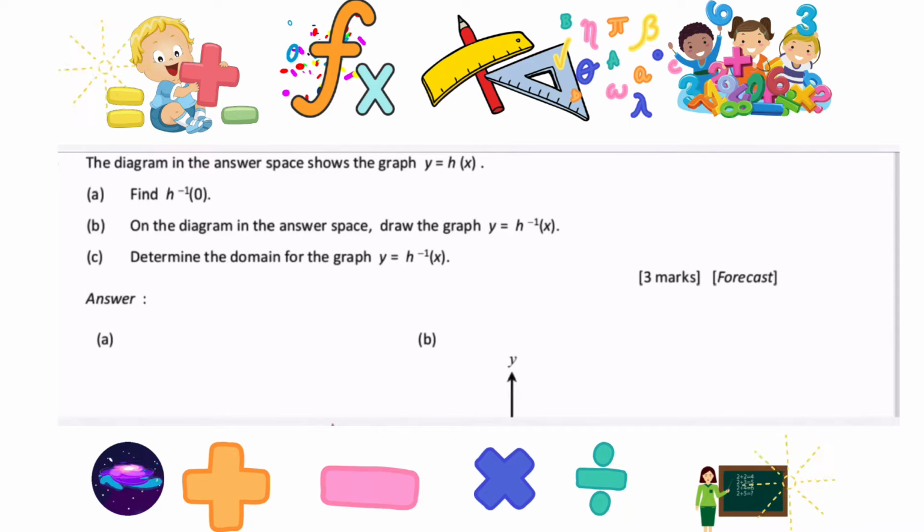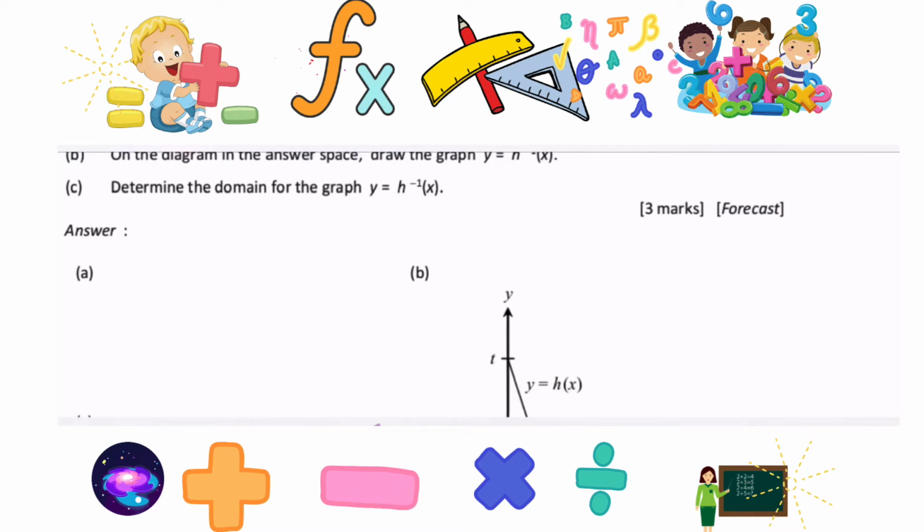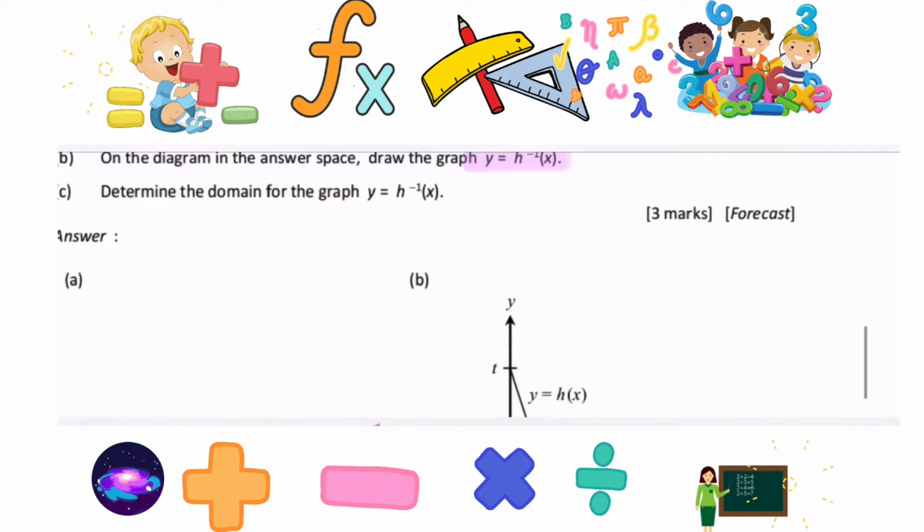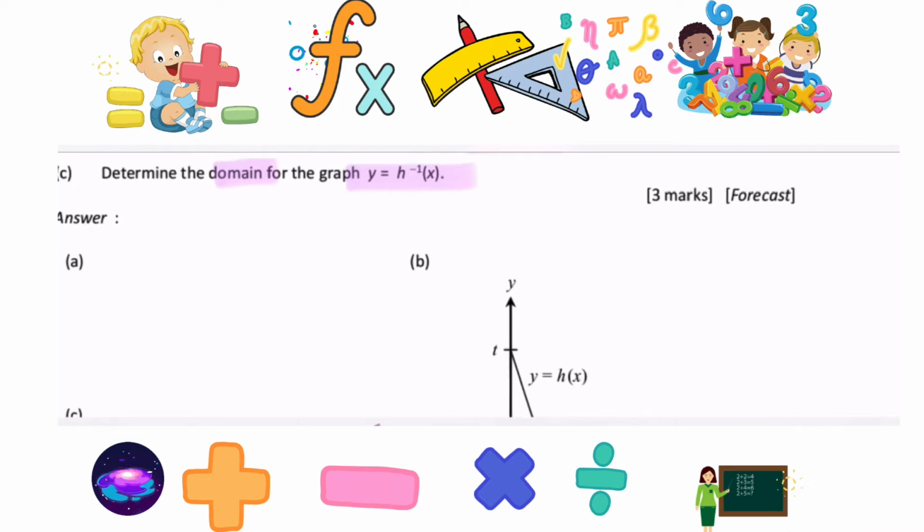Alright, so we are going to do one more question on function and inverse function. The diagram in the answer space shows graph y equals h(x). You're asked to find the inverse function with a 0. So let's go to the graph. We are going to draw the inverse of h, and then we want to determine the domain of the inverse function.